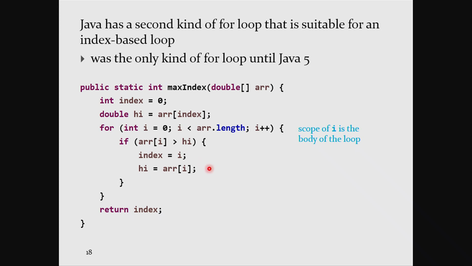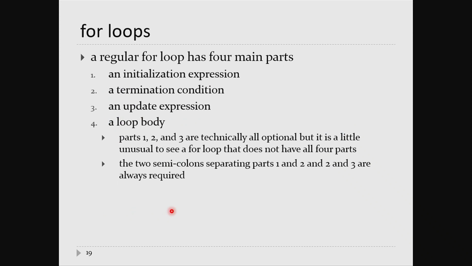Go through all the elements in the array, and by the time that loop is done, I've found the index of the largest element. So now we have to take apart this for loop so I can show you the parts of the loop. A for loop in Java has 4 main parts.